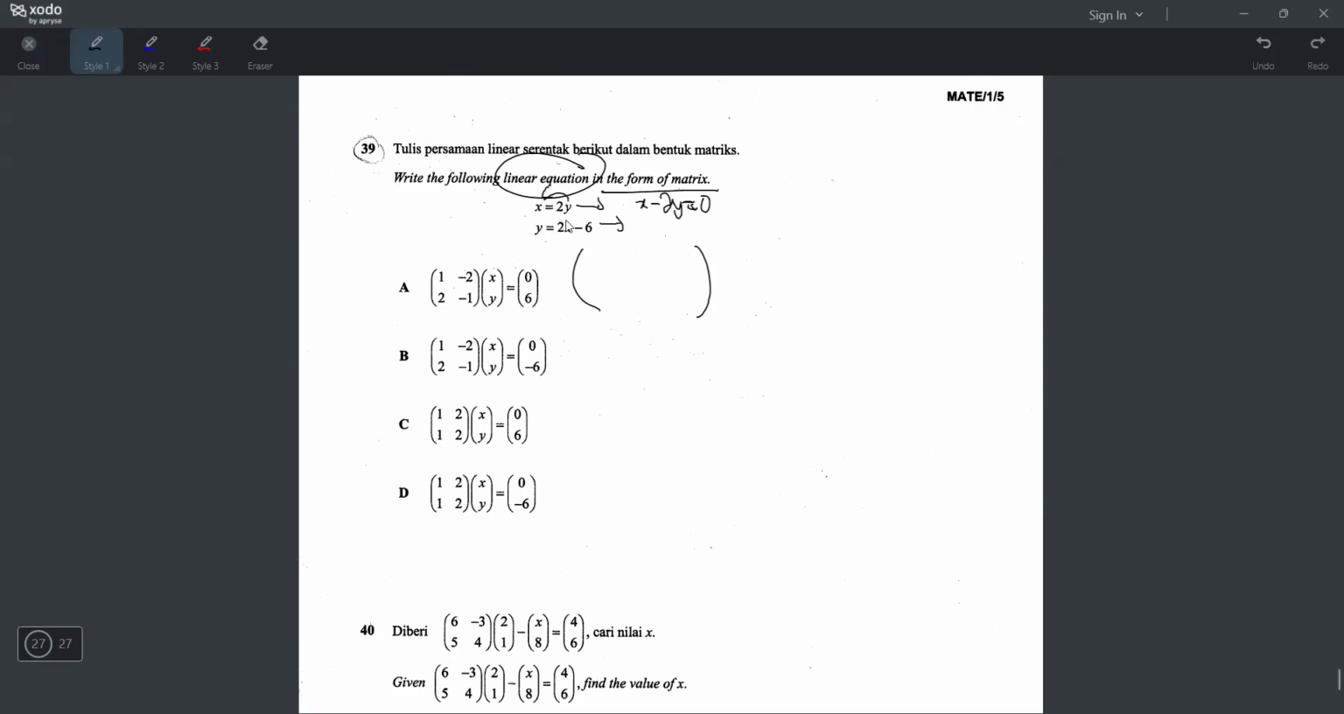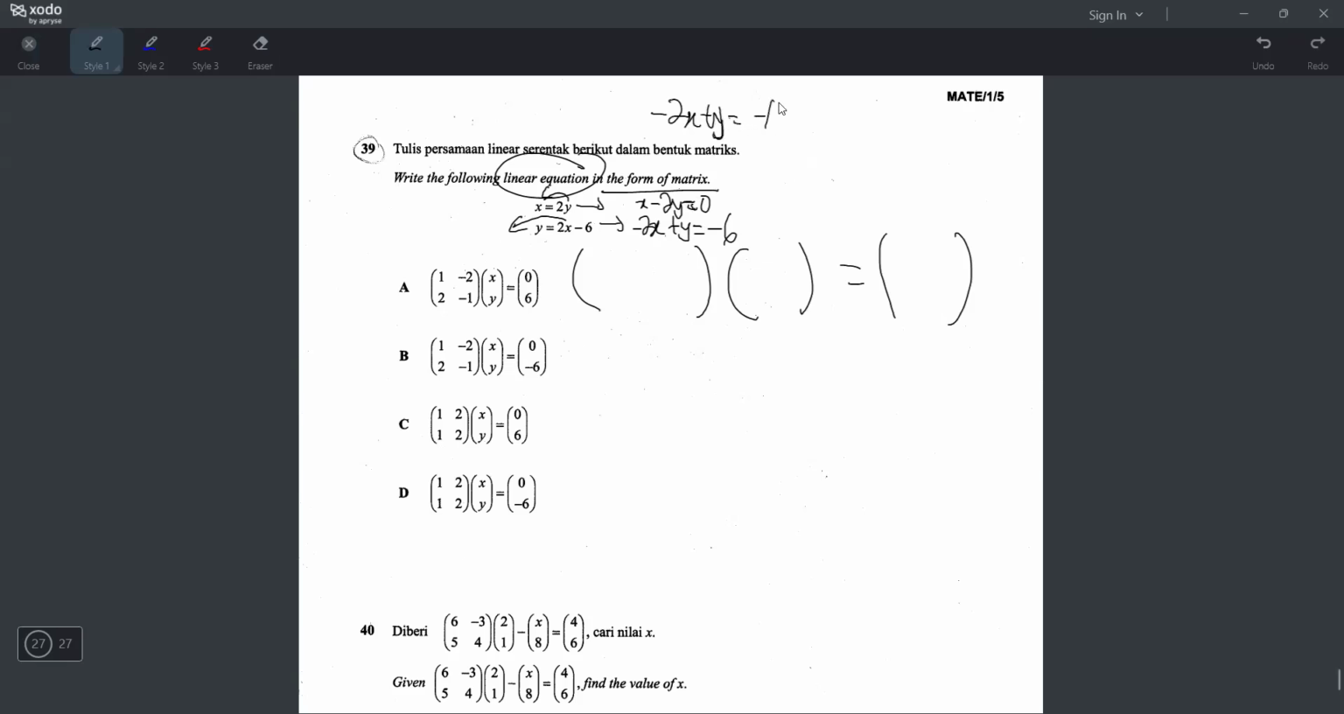This one also has to be arranged. So 2x has to be written at the front, so negative 2x. And then plus y equals number, negative 6. Okay, now I have successfully arranged it nicely. Now we can put bracket, bracket equals bracket, right? Oh, by the way, this one, negative 2x plus y equals negative 6.